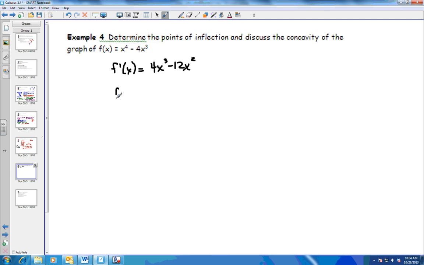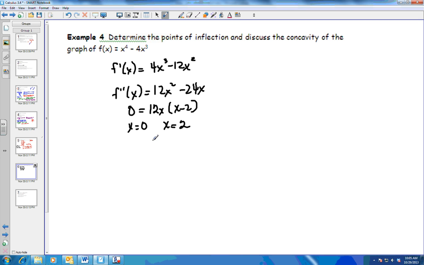So now I'm going to go ahead and find the second derivative, which is 12x squared minus 24x. I'm going to set that equal to 0 and solve, so I can factor out a 12x and get x minus 2. So when I set each of these equal to 0, I get x is 0 and x is 2. So I'm going to do my sign chart with my second derivative because I need to find points of inflection and concavity.